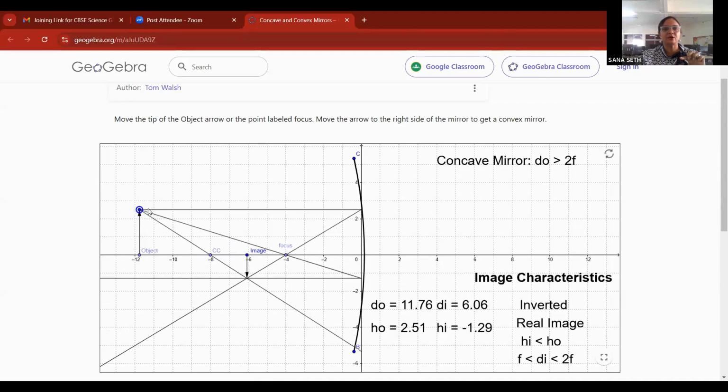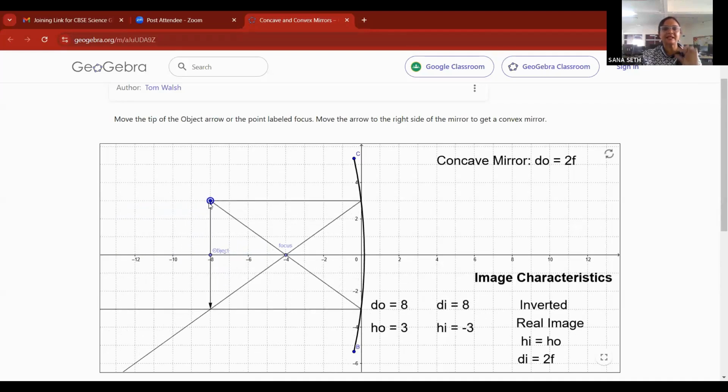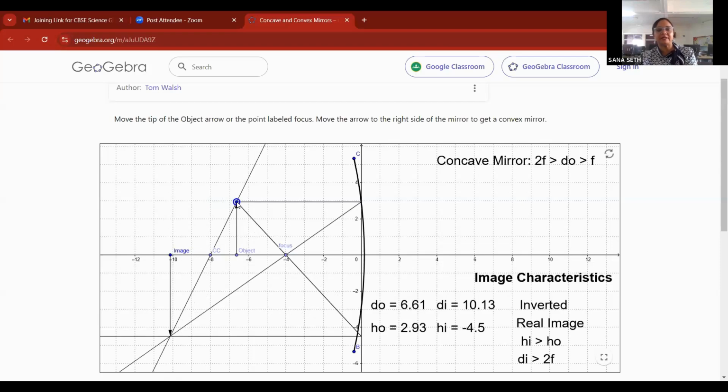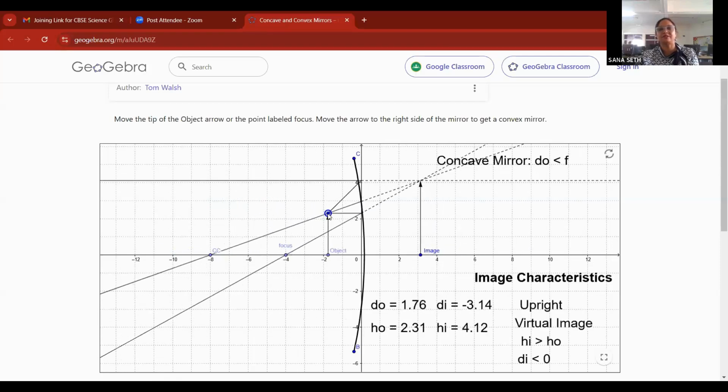And then you start bringing it close and you see what happens. And then when it's at C, exactly the same size, inverted, and then you bring it forward and between center of curvature and focus. And now finally, you can see this wonderful virtual image that gets made. So if you make use of sites like this, other than remembering that table, this will flash in your mind.